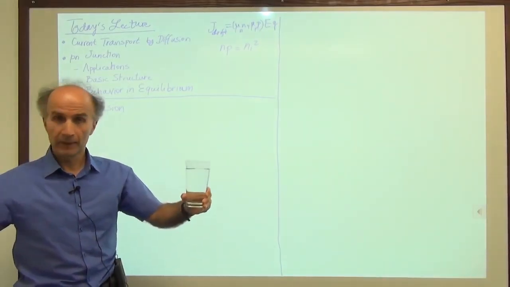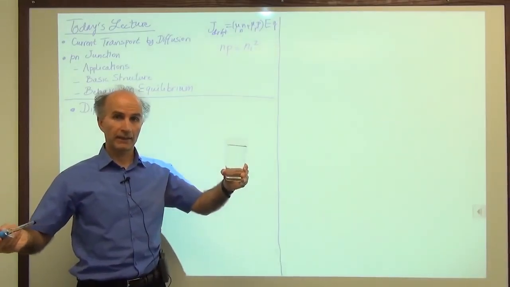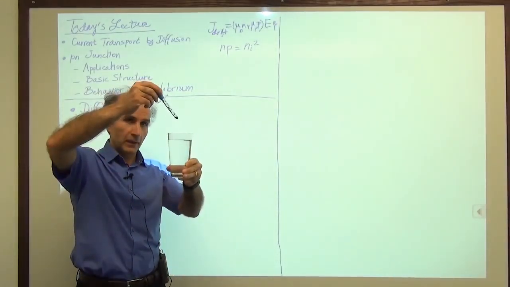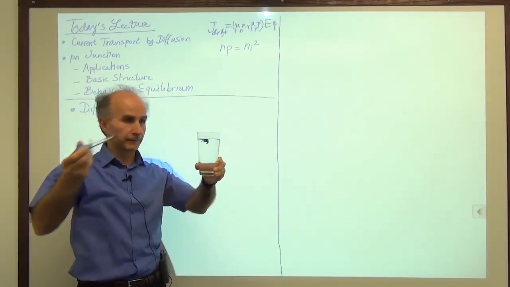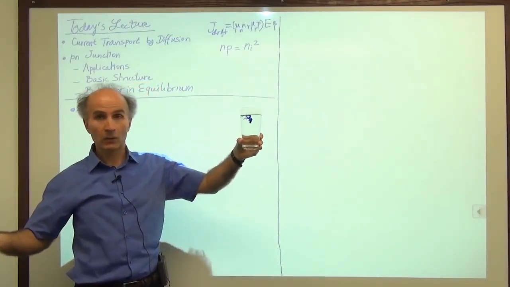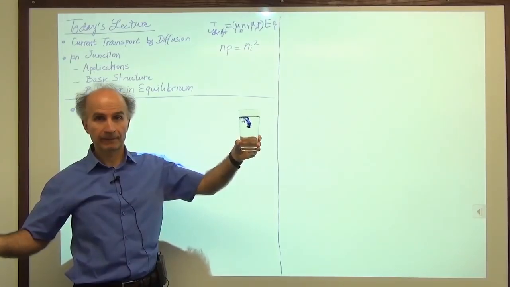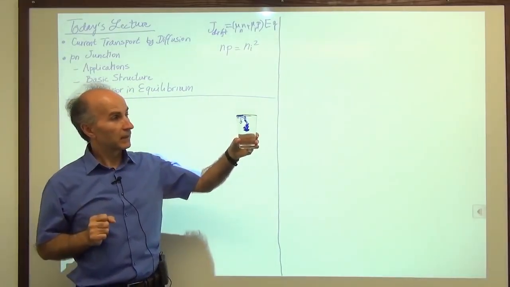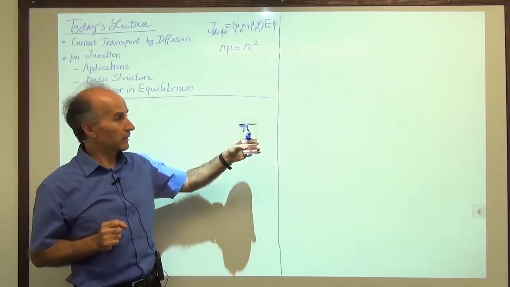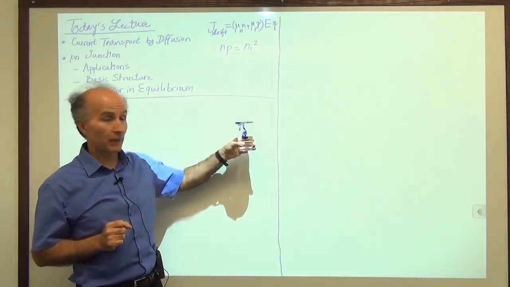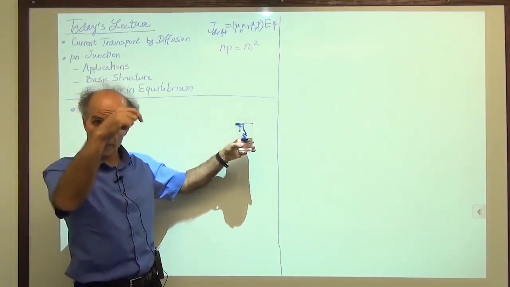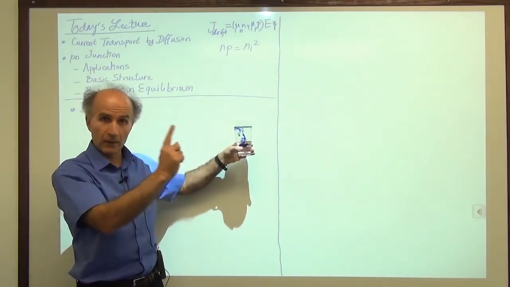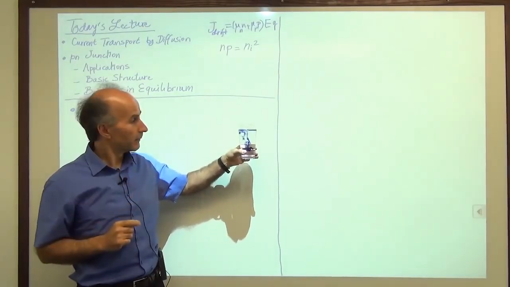So here we have a glass of water, and I'm going to drop some ink into here. So what happens? Well, as you can see, the ink molecules are diffusing. The ink molecules are going everywhere. Not just downward because of gravity, but also sideways. They are going in every direction.